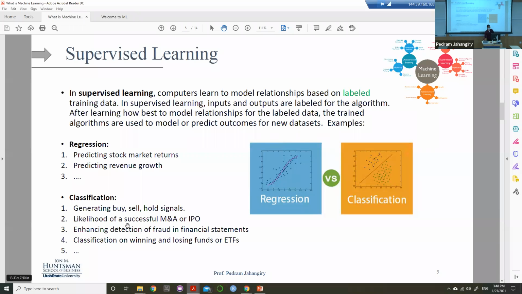Another example, the likelihood of a successful M&A or IPO. M&A is merger and acquisition. IPO stands for initial public offering. So you want to, and I have to add SPAC after 2020, right?